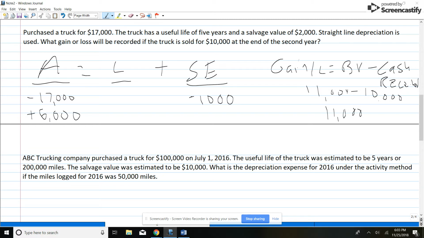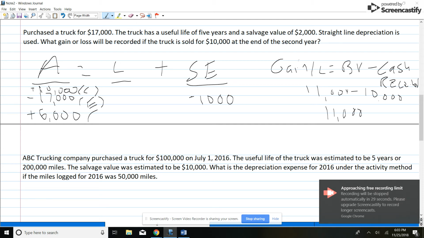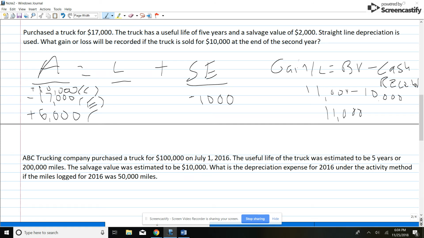I'm missing something. Oh yeah, and then we get cash. So it's going to be plus 10,000. So this is cash. This is us losing the equipment. And I guess I'm reaching my stoppage time in a couple seconds, so we'll continue it in another video. Oh yeah, this is accumulated depreciation. We're clearing the accumulated depreciation, so that's why assets are increasing.